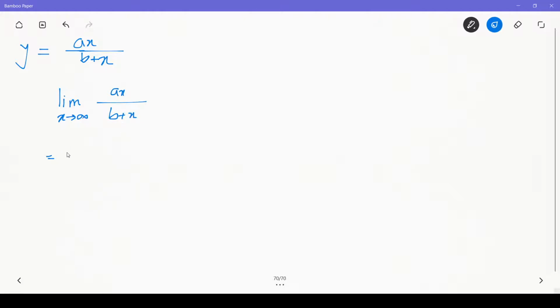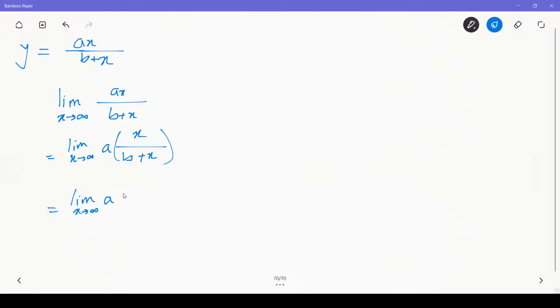Let's factor out a very simply from the numerator. So let's write it a bit clearly: a times x divided by b plus x, right? We'll do this for our convenience. So limit x tends to infinity. If we plug in the value of infinity here and here, we can see that it becomes infinity by infinity, right? So we can apply the L'Hopital rule here, right?